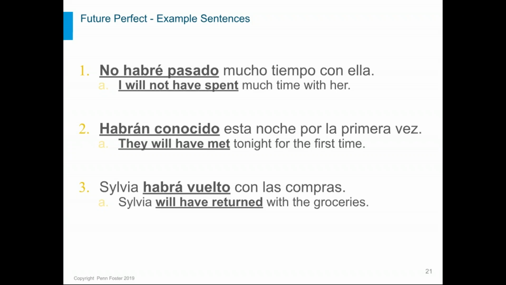But the verb volver is used in number 3. Volver means to return, when a person comes back from a place. Not to be confused with devolver, which means to return an item. Maybe you bought something at the store and brought it back for some reason. In this case, it's talking about the person, Sylvia, will have returned with the groceries. Maybe she will have returned within an hour. So vuelto is the irregular past participle. No rhyme or reason to those irregulars, strictly memorization for those 8 or so irregular past participles.